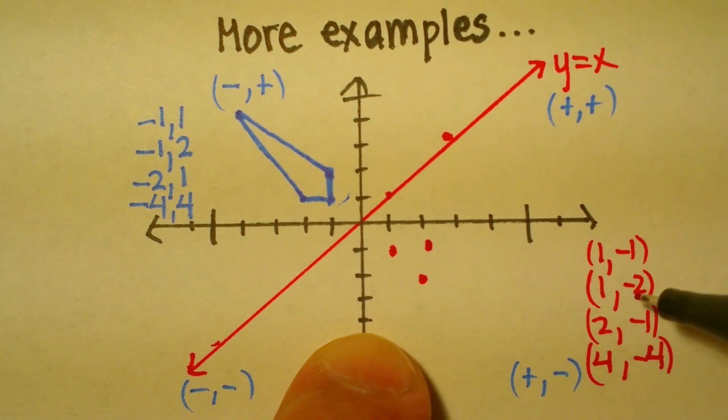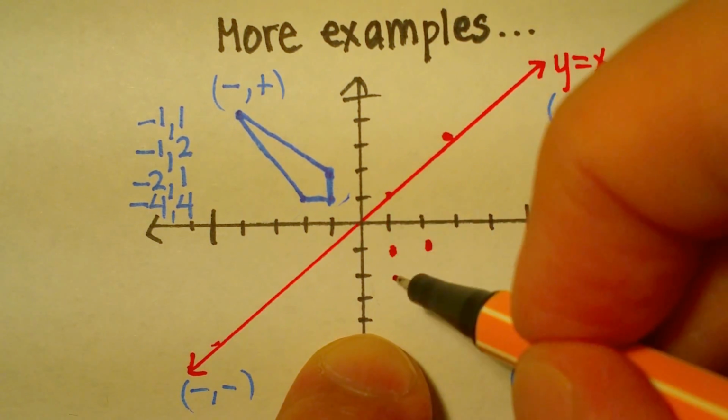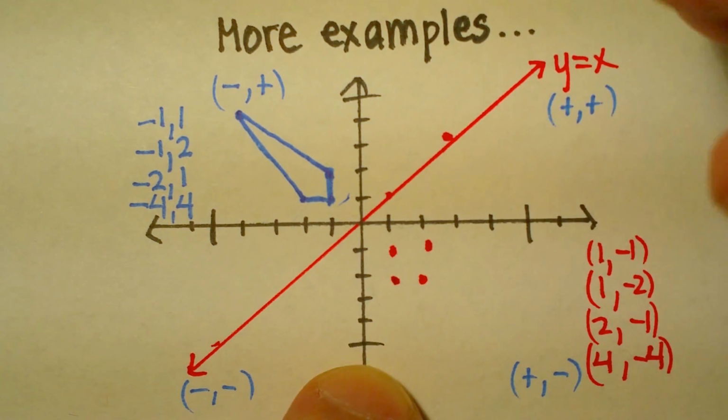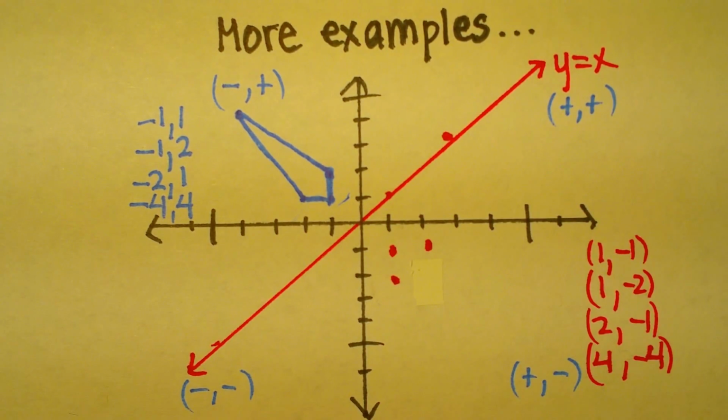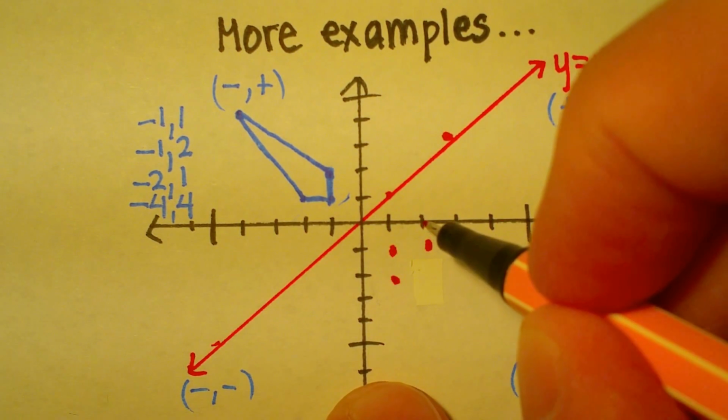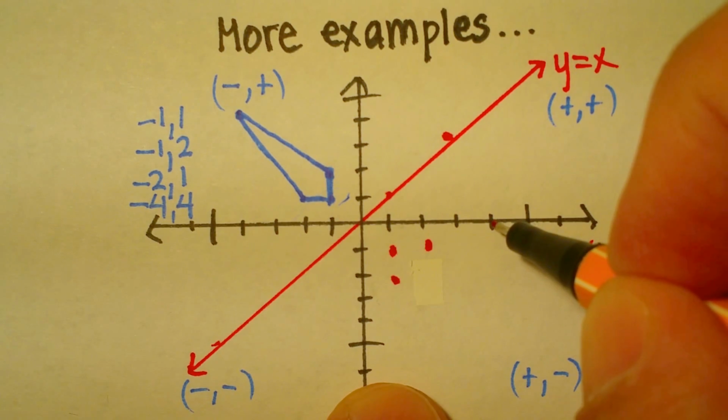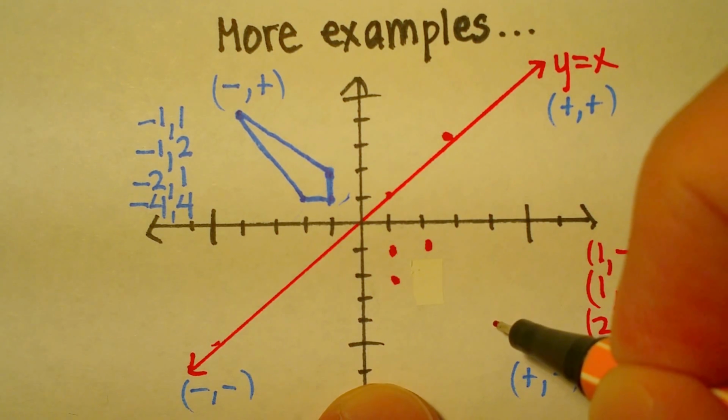Oh, excuse me. Did I do this correctly? Positive 1, negative 2. That would be right there. So let me just get rid of that point. There we go. And then finally, positive 4, 1, 2, 3, 4. Negative 4, 1, 2, 3, 4.